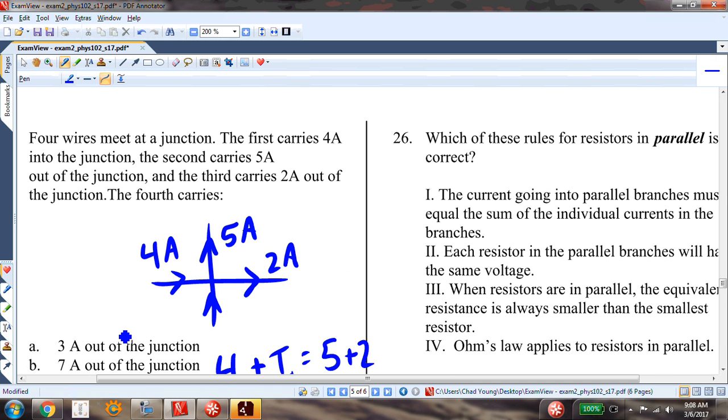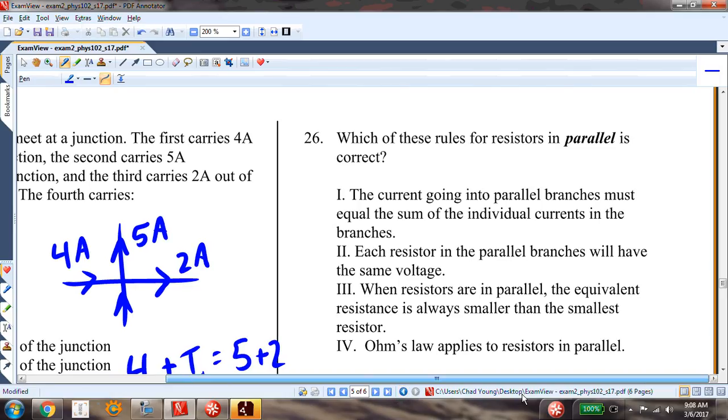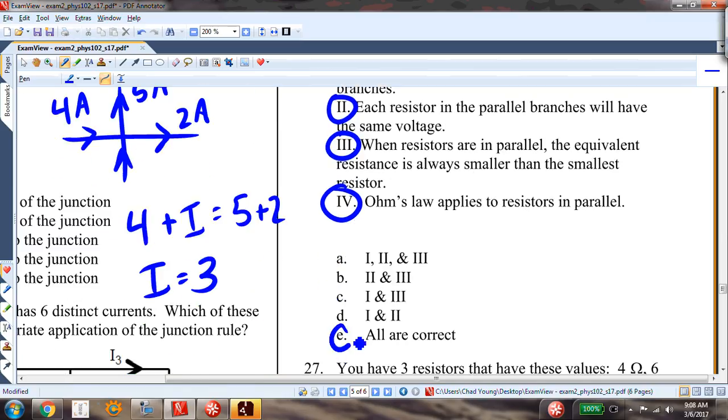All right, which of these for resistors in parallel is correct? The current going in must equal the sum of the individual currents in the branches. That's true. That's sort of the junction rule. Each resistor will have the same voltage. That's true for resistors in parallel. When resistors are in parallel, the equivalent resistance is always smaller than the smallest. That's also true, as we saw in a previous question. And Ohm's law applies to these resistors, so it looks like E is the right answer.